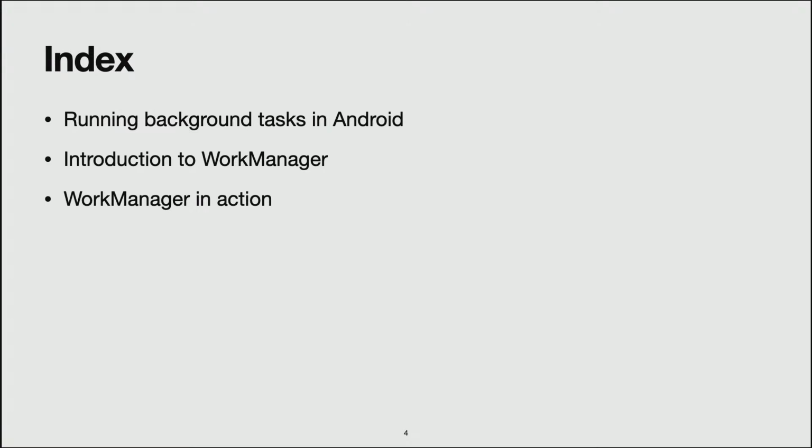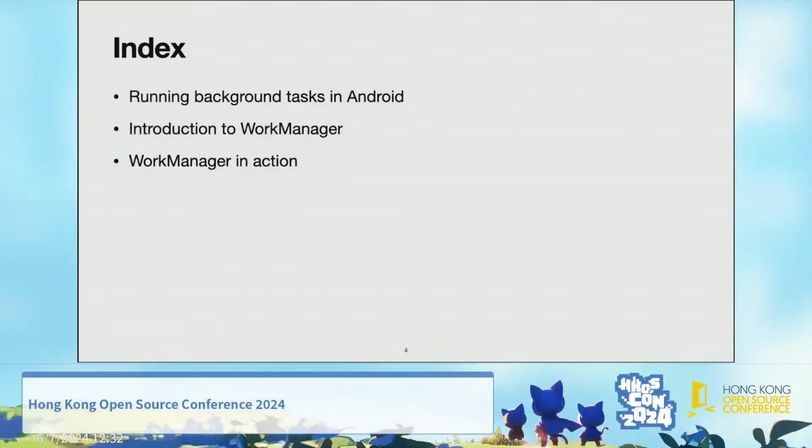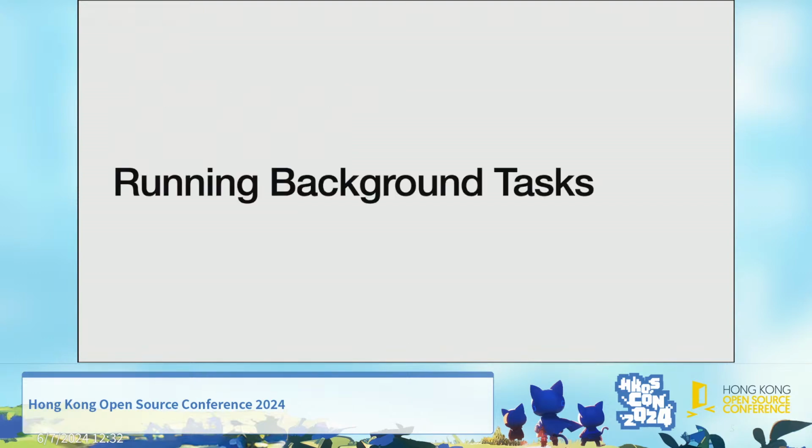So in this talk, I will mostly go over three main topics: running background tasks in Android, how they happen, how they have been happening, and how they should be happening now as per Google. Then I will quickly give an introduction to the WorkManager library, which has been around for quite some time and is basically now the recommended solution for running your background tasks in Android. And then I will show a very quick introduction of it in action. So let's go to running background tasks on Android.